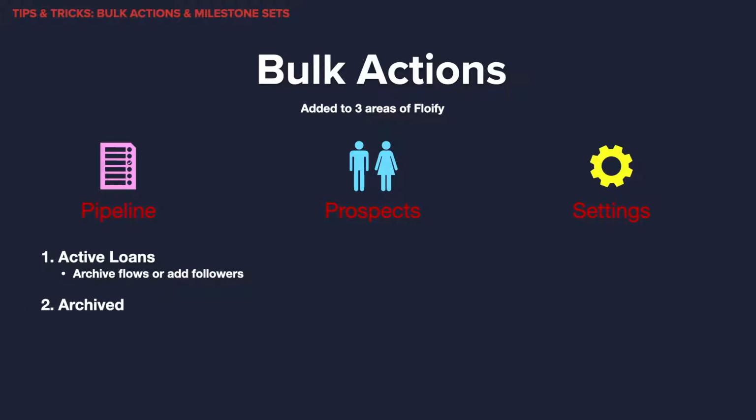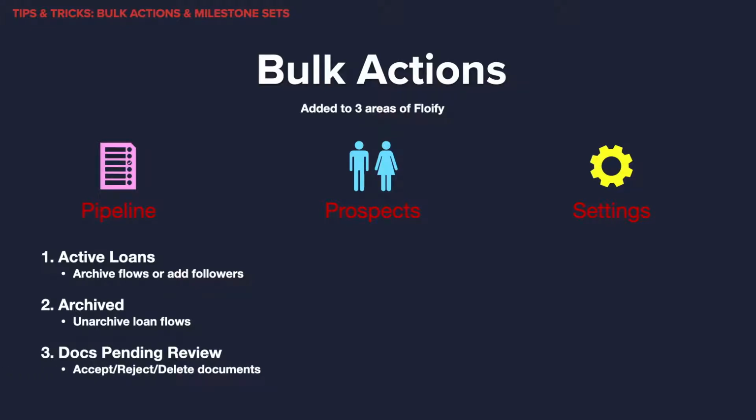You can also access bulk actions from your archived page. Now on your archived page, you can simply unarchive loan flows and send them back to your active loans. And then thirdly, you can access them from your docs pending review. As I just showed you in the last example, you can select multiple documents, choose to accept, reject, or delete those documents from there. Now on the prospects page, you can delete any applications en masse if you need to.